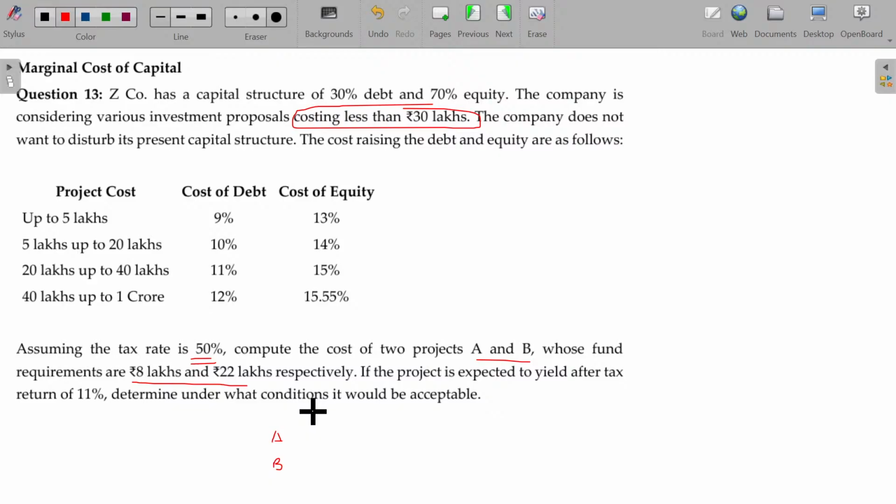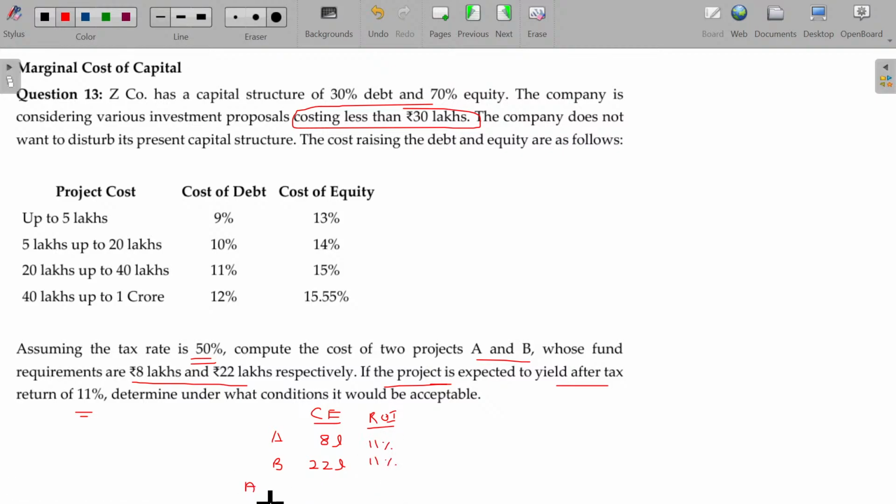Your fund requirement, capital employed, is 8 lakhs for A and 22 lakhs for B. If the project is expected to yield an after-tax return of 11%, it means the ROI of these projects is 11%.